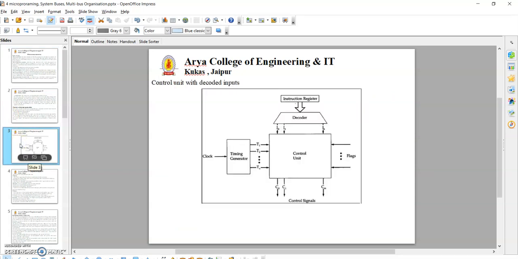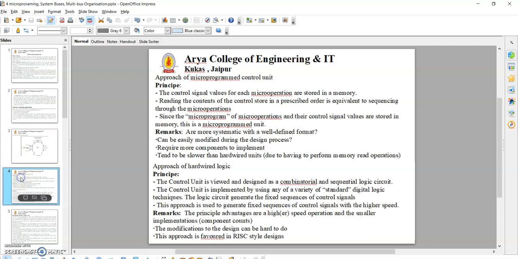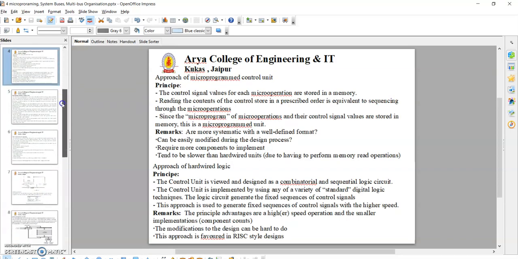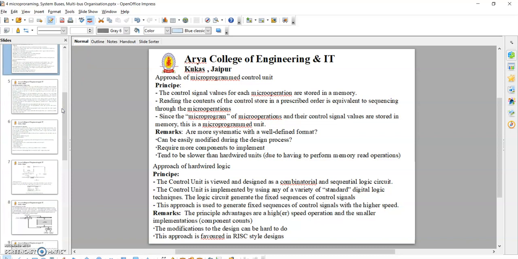While we move to the approach of hardware logic, you can see the principle is that the control unit is viewed and designed as a combinational and sequential logic circuit. The control unit is implemented by using any of a variety of standard digital logic techniques, and the logic circuit generates fixed sequences of control signals. So this approach is used to generate the fixed sequences of control signals with higher speed.